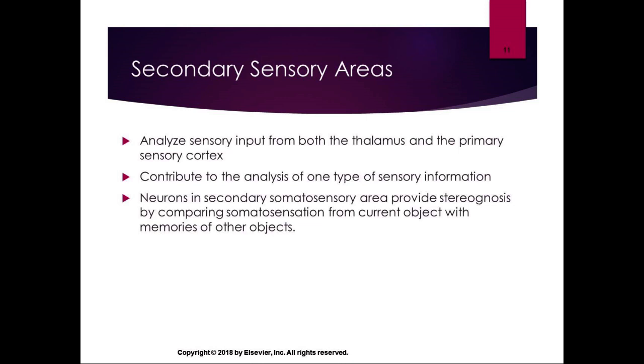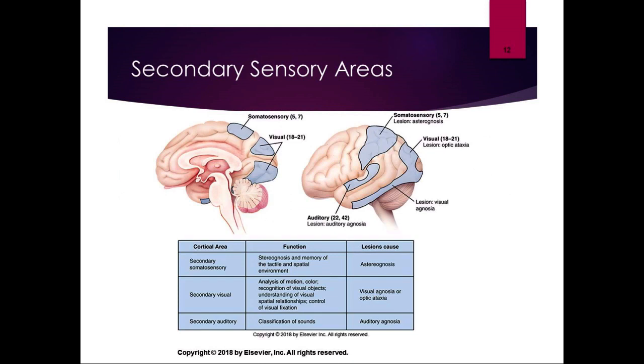So the secondary sensory areas, if you have a lesion in that secondary sensory area, it can cause astereognosis, so the inability to recognize things by touch. So this is our little map of the secondary sensory areas. So again, we have secondary somatosensory, secondary visual, secondary auditory. So secondary somatosensory, it provides stereognosis and memory of tactile and spatial environment. And a lesion causes astereognosis.